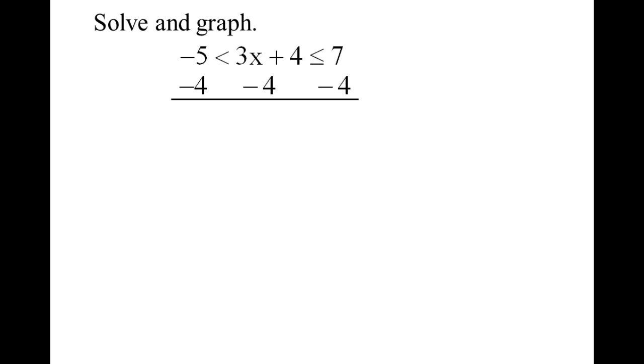And draw a nice horizontal line. And go ahead and do subtracting 4 three times. What do you get on the left? -9. What do you get in the middle? Yeah, 0, and 3x plus 0 is 3x. And what do you get on the right? 3. And then bring down the inequality signs, both of them.